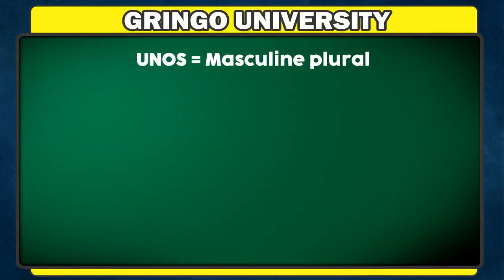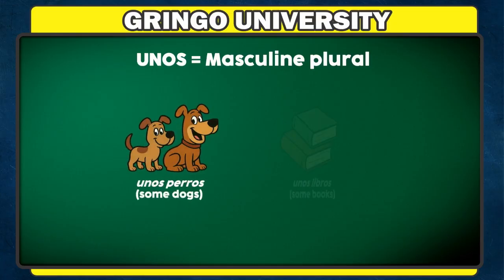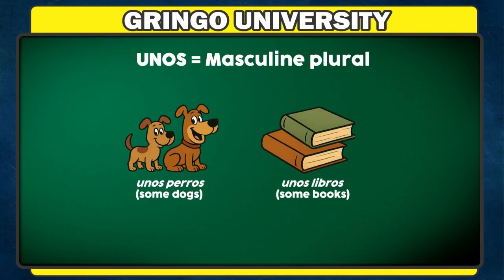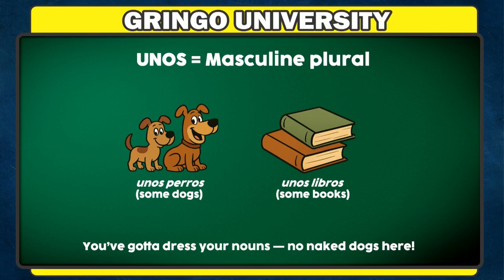Okay, guys, now let's talk about plurals, the masculine ones first. In Spanish, we say unos. For example, unos perros, some dogs, unos libros, some books. Wait, in English, we just say dogs. No, some. Exactly. But Spanish wants you to say the some. You've got to dress your nouns. No naked dogs here.